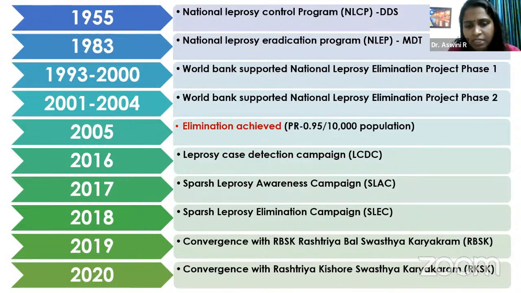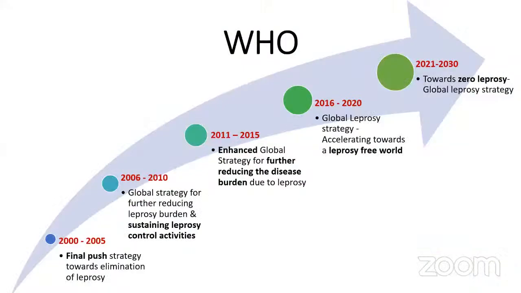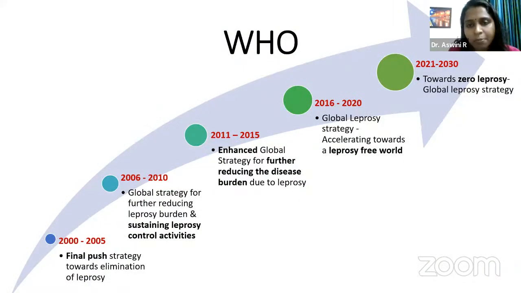And in 2019 and 2020, because of the increase in childhood cases, this program was integrated with the Rashtriya Bal Swasthya Karyakram, or RBSK, and also with RKSK, which deals with adolescents. And this was what was happening in WHO. So now WHO has a global leprosy strategy towards zero leprosy, and this is from 2021 to 2030. So our goal now is to have zero leprosy.